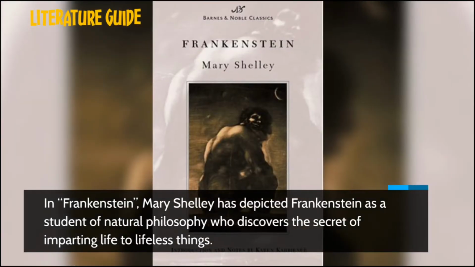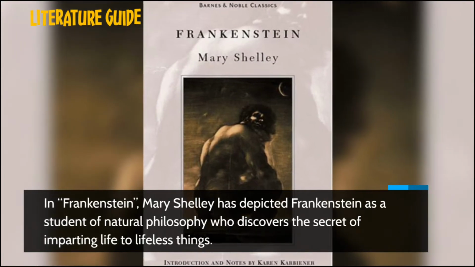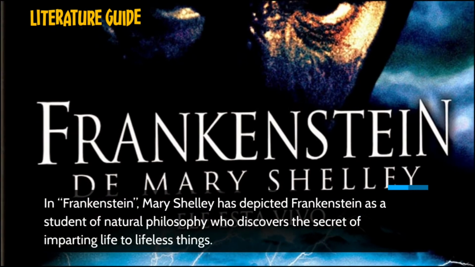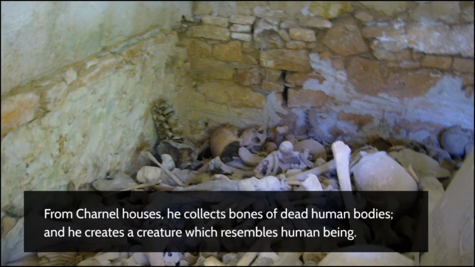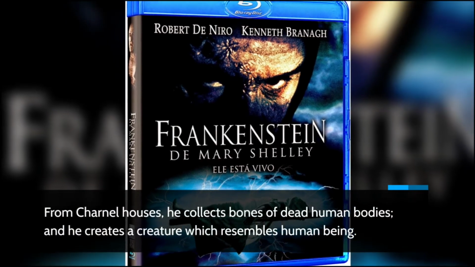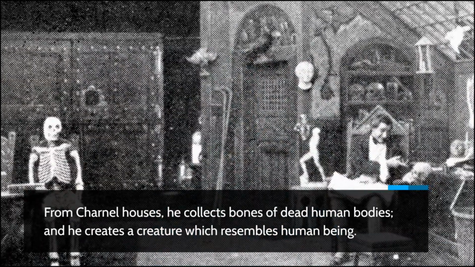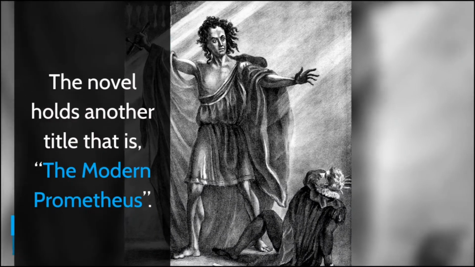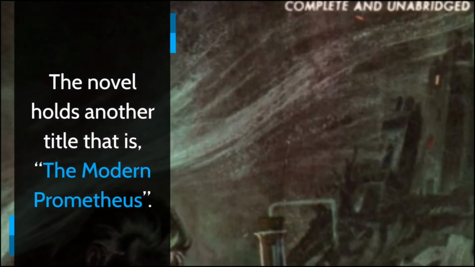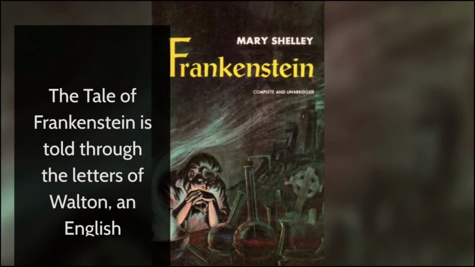In Frankenstein, Mary Shelley has depicted Frankenstein as a student of natural philosophy who discovers the secret of imparting life to lifeless things. From charnel houses, he collects bones of dead human bodies, and he creates a creature which resembles human being. The novel holds another title, that is, The Modern Prometheus.